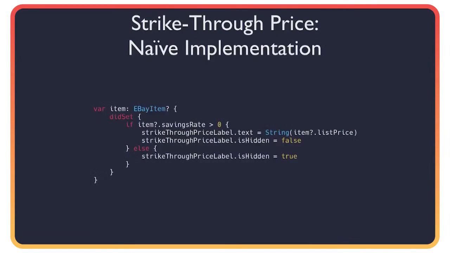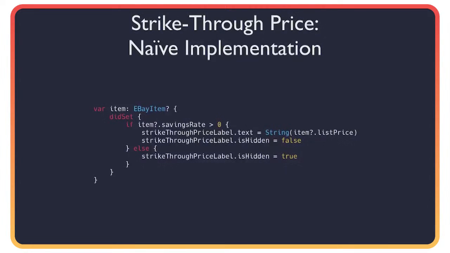This is our naive implementation, where we just have a property that is the eBay item, and when it is set, it asks some questions. It says, does the item have a savings rate? If so, then get the list price for the item, convert that into a string, and set that in the strike-through price label, and make sure that label is not hidden. Otherwise, it will hide it. If there is no savings, don't put that in.